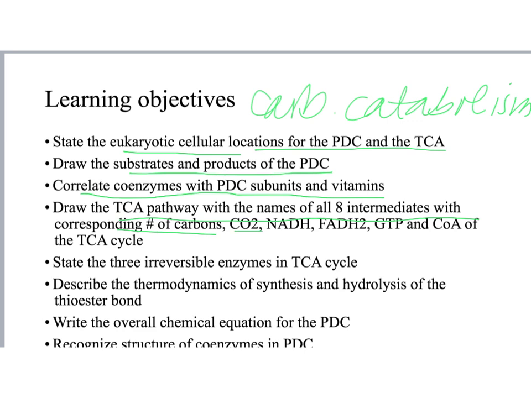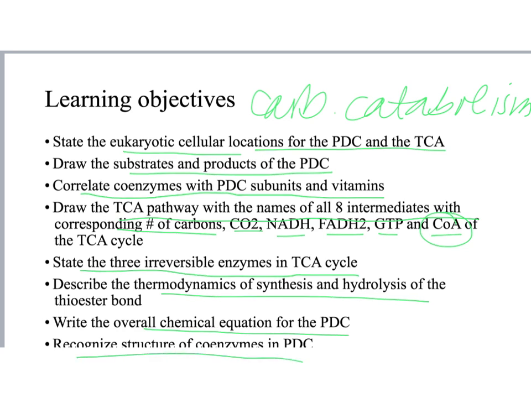Add in CO2, NADH, FADH2, GTP, and CoA to the appropriate steps as they come out of the TCA cycle. Some of them go out and in, like CoA. State the 3 irreversible enzymes in the TCA cycle. Describe the thermodynamics of synthesis and hydrolysis of a thioester bond. Write the overall chemical equation for the PDC and recognize the structure of coenzymes in the PDC.